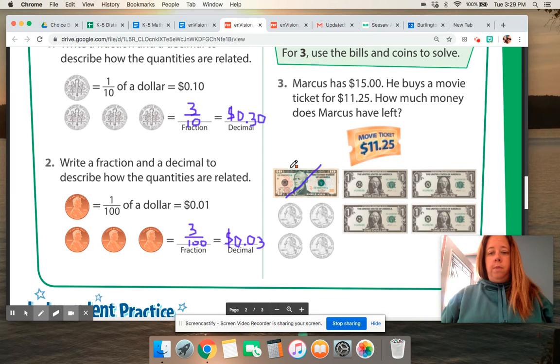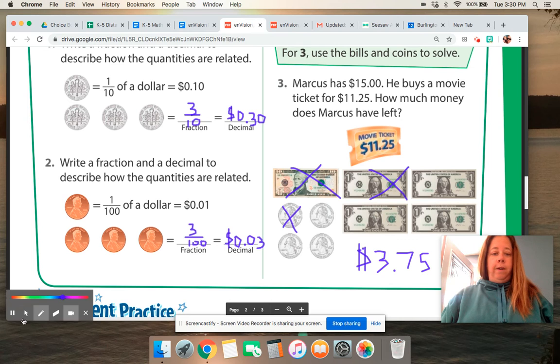So we can just cross out $10, $11, and then 1 of the quarters. So that would be $11.25. And what he has left, he has $3. So I'm going to put my dollar sign here. How much money he has left. He has $3, 3 whole dollars, and he has 1, 2, 3 quarters, and we know that that is 75 cents. Count by 25, 50, 75. So he has $3.75 left.